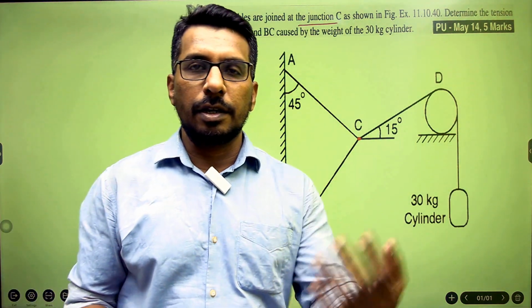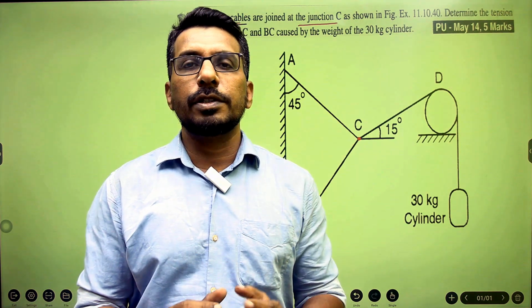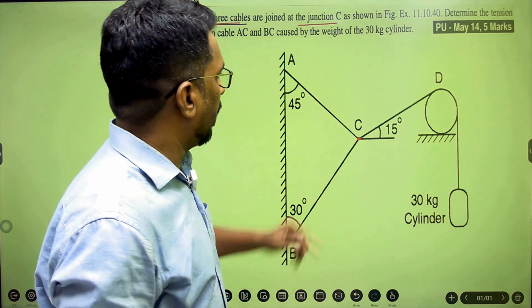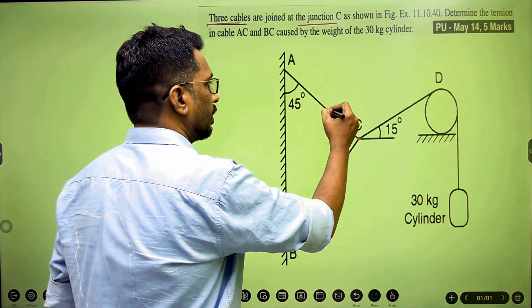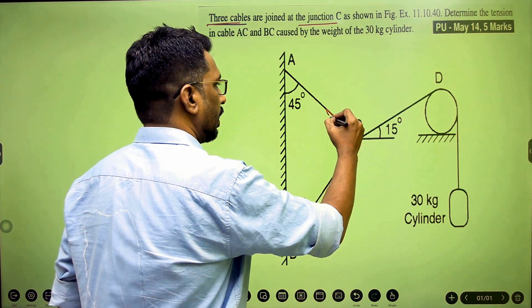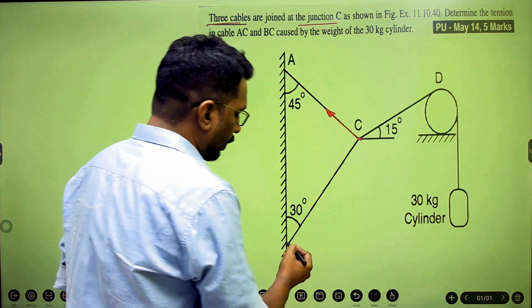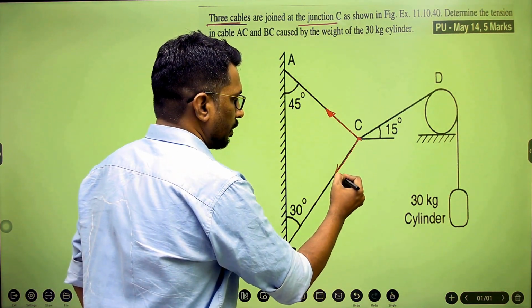Cables are always carrying what? Tension, that is a tensile force, and tensile force is always away from the considered point. So if I consider point C and if I want to show the tension AC, then it is away from the C point. Means the direction is like this, it is away from the C point. If I want to show the tensile force in the cable BC, then it is away from the C point.